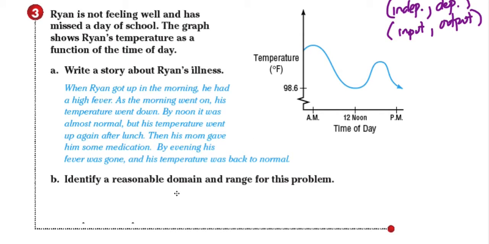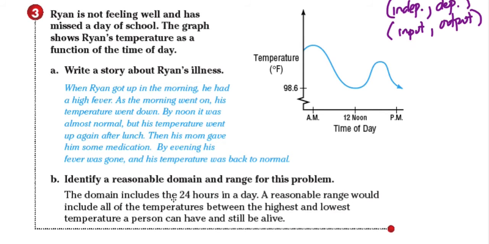And like what I told you, domain is your independent variable, range is your dependent variable, which follows. The domain includes the 24 hours of the day, or the time. A reasonable range would include all of the temperatures between the highest and lowest temperature a person can have and still be alive. Obviously, you would not write down 200 degrees right there, because that's not even logical to put on the vertical axis. Okay? And that is example number 3.